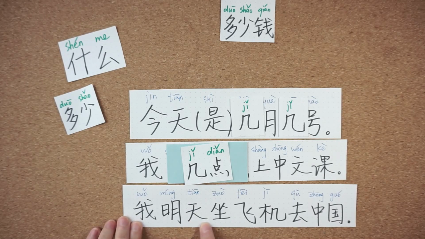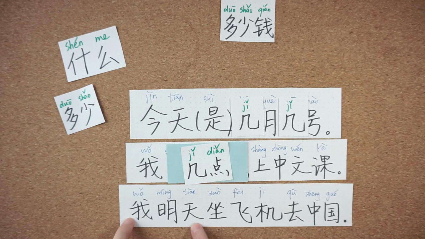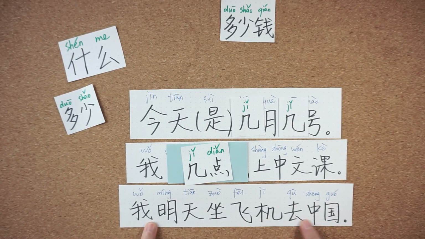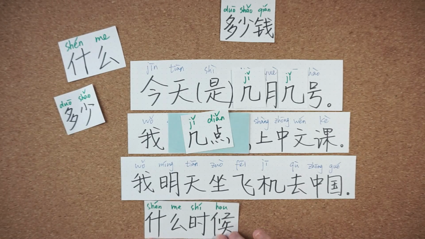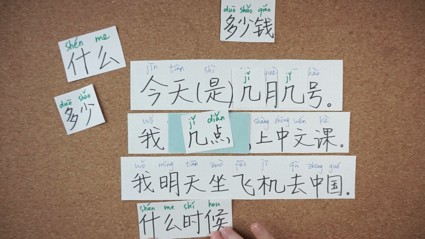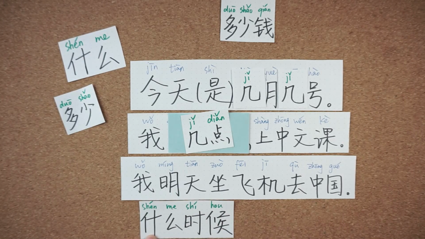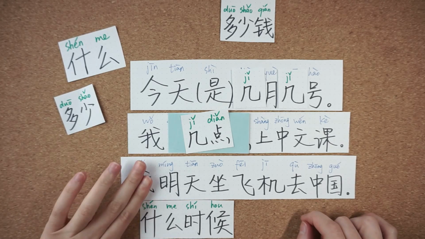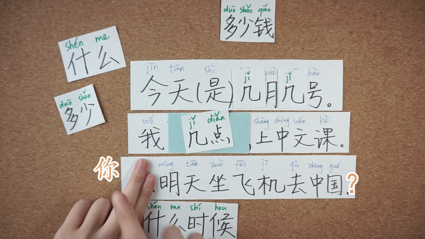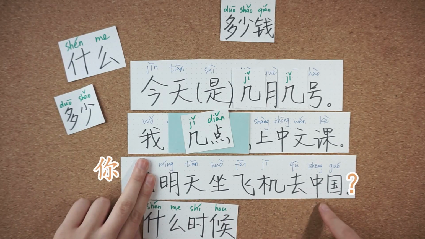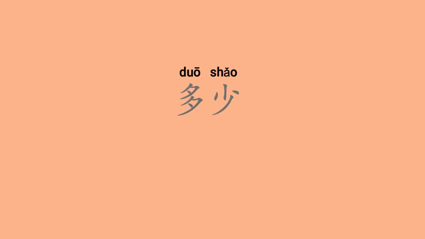我明天坐飞机去中国. I tomorrow take flight go to China. And then I replace 明天 with question word 什么时候. And I'm asking you about this question. Then I need to change 我 to 你. 你什么时候坐飞机去中国?